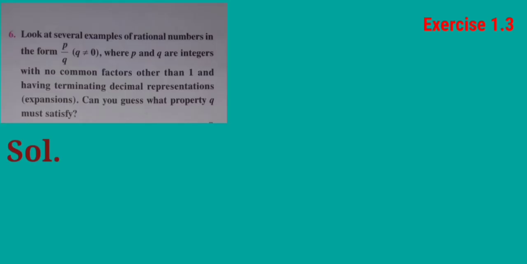Question number 6 is saying, look at several examples of rational numbers in the form P upon Q, Q is not equal to 0, where P and Q are integers with no common factors other than 1 and having terminating decimal representations. Can you guess what property Q must satisfy? This question is asking that you have seen many fractions in the form P upon Q, like 7 upon 16, 24 upon 25, 53 upon 100.